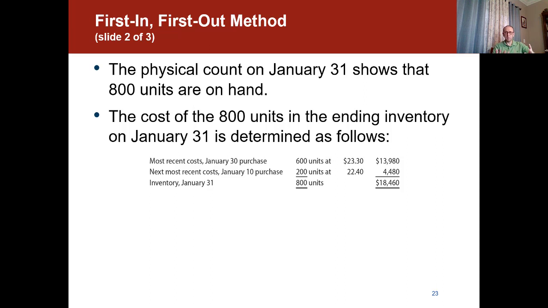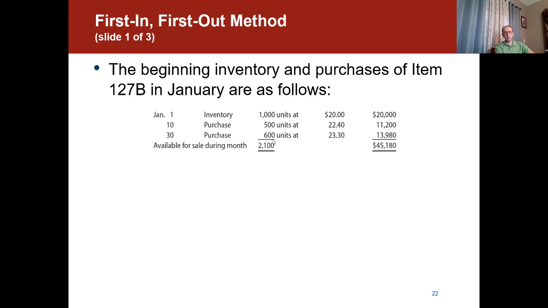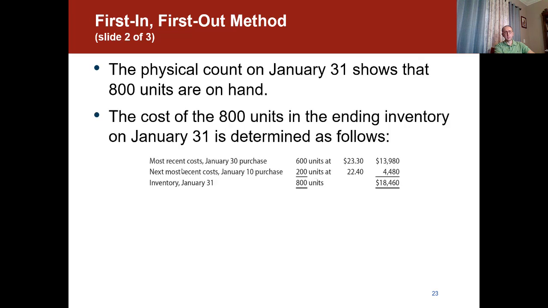So let's do the math and see what is the cost of these 800 leftover units based on first in, first out. Remember, in first in, first out, the ending inventory would be based on the latest items purchased. So we have to go back and see what were the latest units we purchased. We have 600 units at $23.30, and we have 500 units at $22.40. We don't need 500. Try to think how many more units we need on top of the 600. We know that our ending inventory balance is 800, so we need 200 more. So we're going to take 200 out of the 500 at $22.40. The most recent cost, from the January 30th purchase, is 600 units at $23.30. And the next most recent cost, the January 10th purchase, is 200 units out of the 500 at $22.40. Then we add these two numbers together, and our inventory balance would be $18,460.